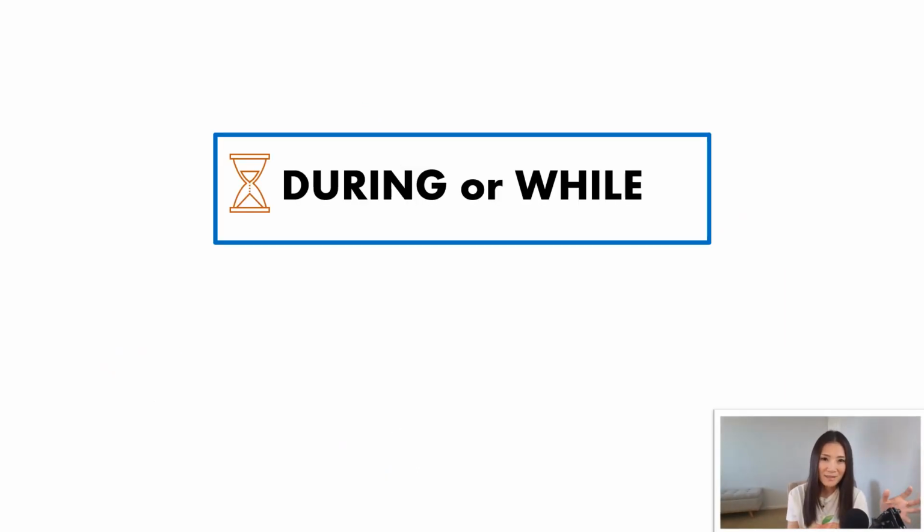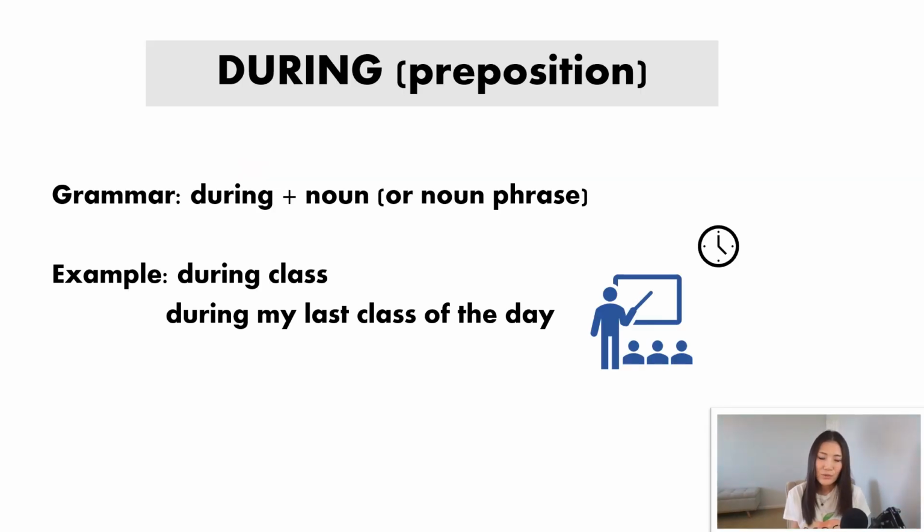Now let's talk about the difference between the words during and while. During is a preposition. So the grammatical form will be during plus a noun or a noun phrase. So this just means that we're not going to use a clause. So again, we're going to use a noun like during class or a noun phrase, during my last class of the day. Phrase again just means that it's more than one word, but smaller than a clause.